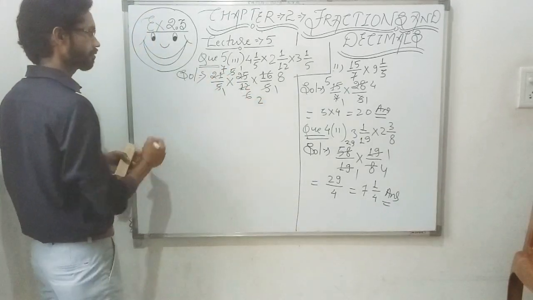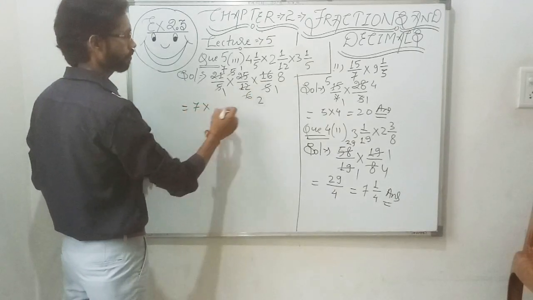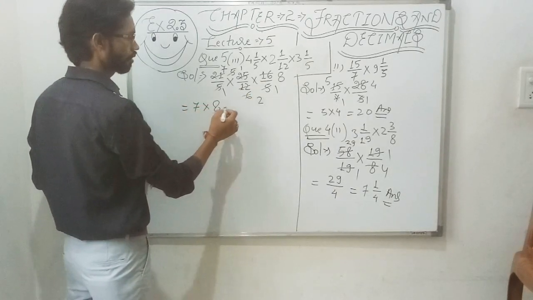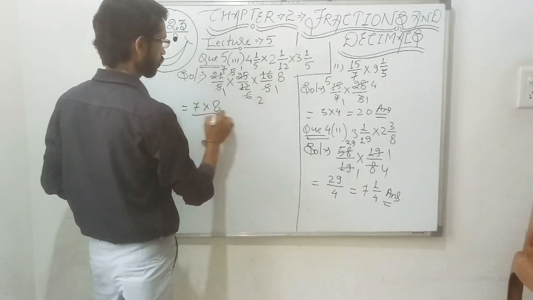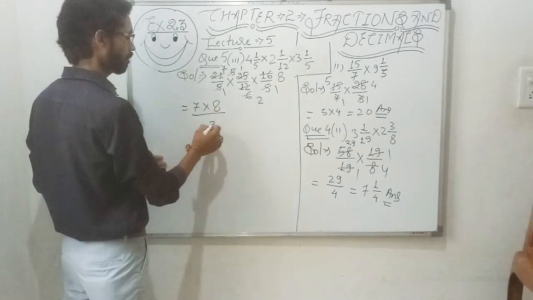What is remaining on the top? 7 into 8. And one more thing, one time the denominator 2 is there. We'll cancel out once again.